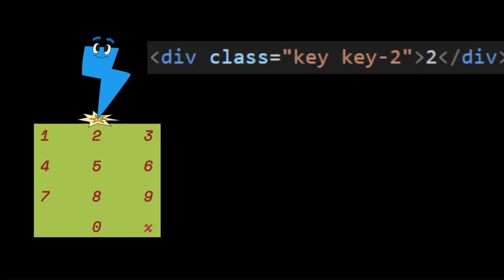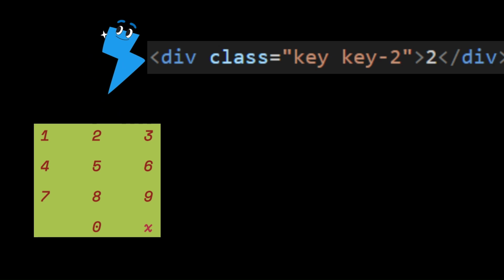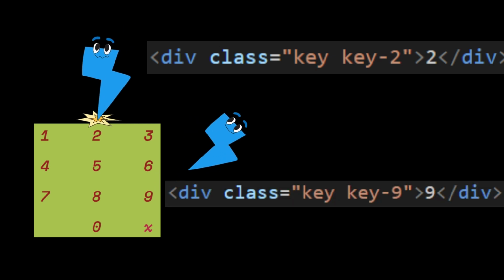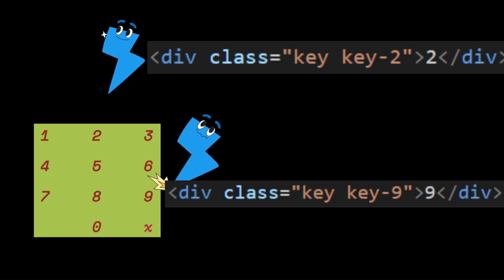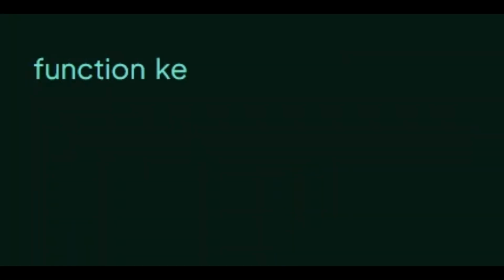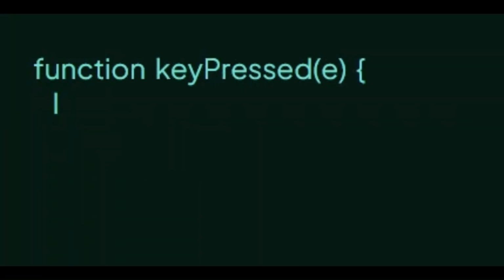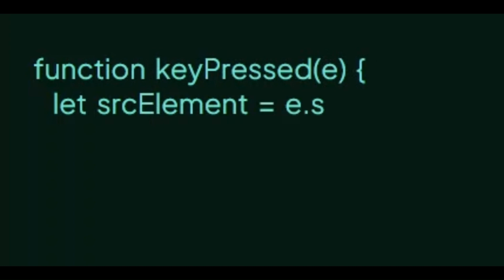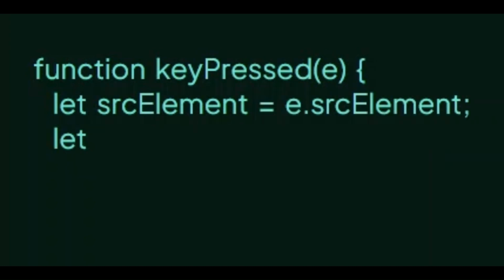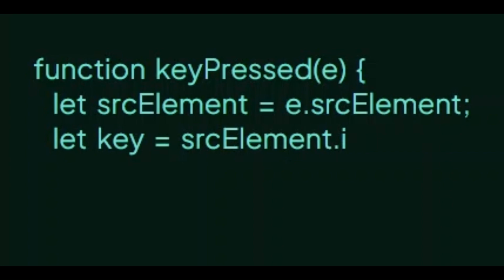Well, this 2 is the HTML text of this key. This 9 over here is the HTML text of this key. So is there a way to get the HTML text of the key that was clicked? Yes. In the callback, we get access to the event object. The event object, which is pretty detailed and massive, has a property called srcElement, which stands for source element, and it is the target element on which the event occurred.